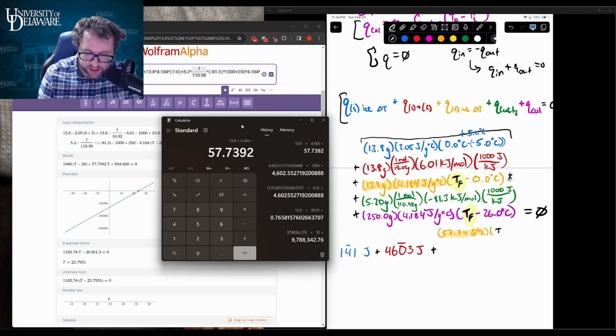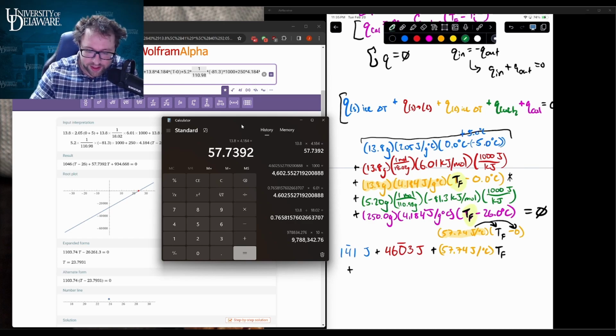And then we have TF. Oh, this works out nicely. Minus 0, right? So when you have something like this, you have to distribute across that parentheses, right? So I would multiply this times TF, and I would subtract that times 0 from TF. Fortunately for us, 0 times something gives us 0. So we are just left with 57.74 joules per gram degree Celsius times TF.